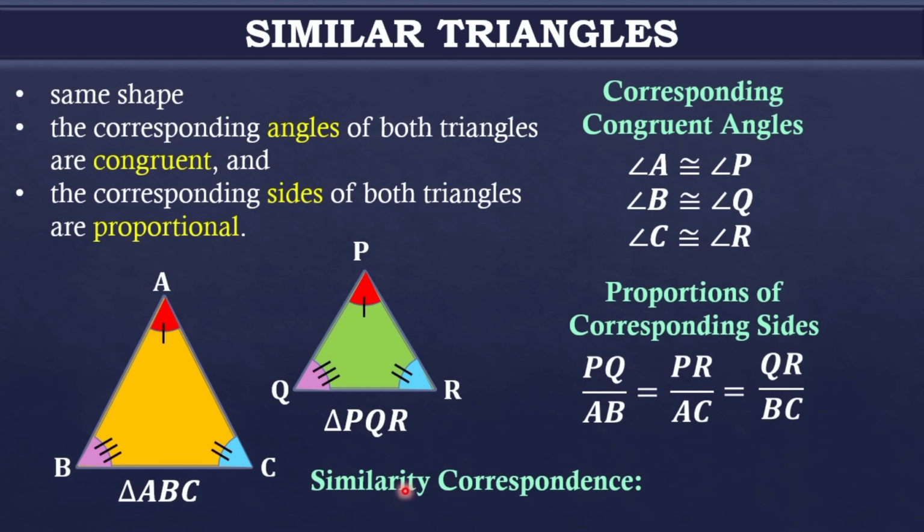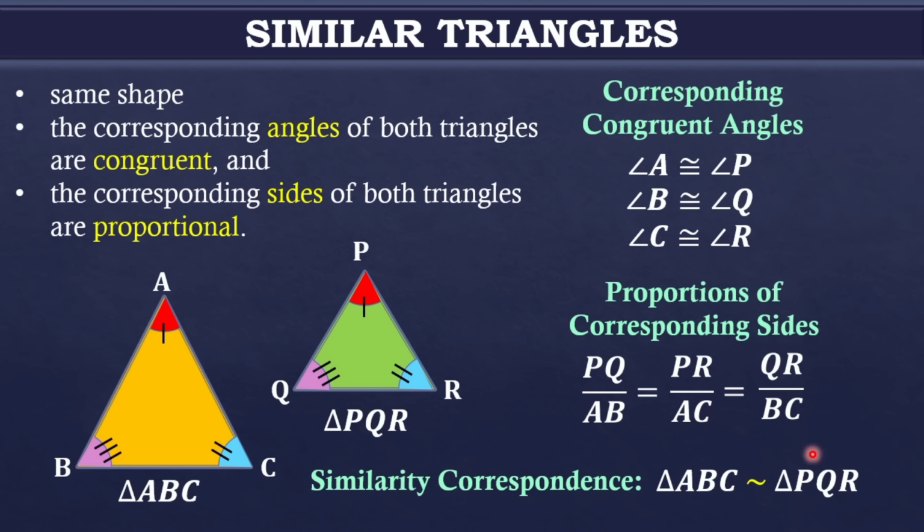So, we must have the similarity correspondence or similarity statement. Therefore, we can say that triangle ABC is similar, so this is our symbol for similar, to triangle PQR. Okay, take note po sa pag-name po ng ating triangle. So, hindi po pwedeng triangle ABC is similar to QPR. Hindi po pwede yun. Kasi base po dito, ang corresponding angles natin A to P, B to Q.